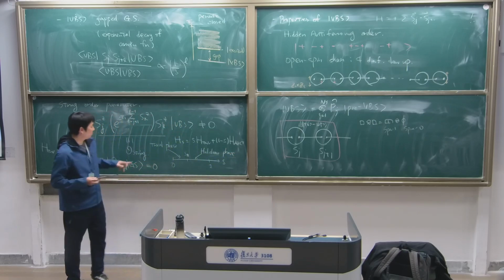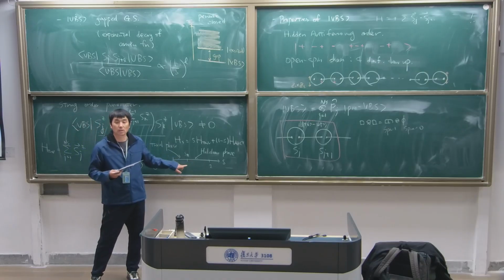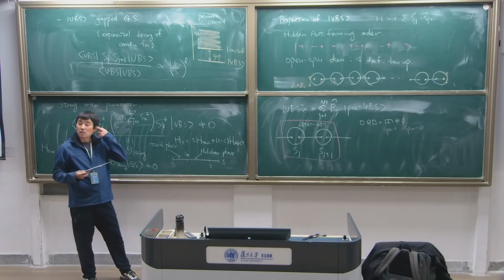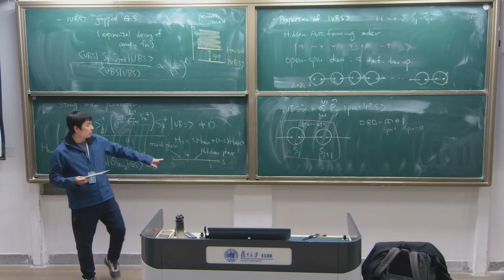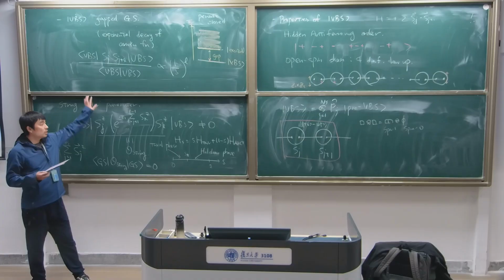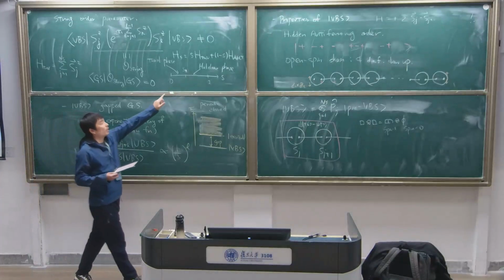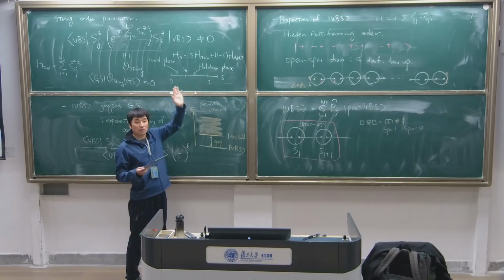And this string order parameter can distinguish these two phases. Because for the trivial phase, the expectation value of this string order operator is supposed to be nonzero, whereas here it's not.